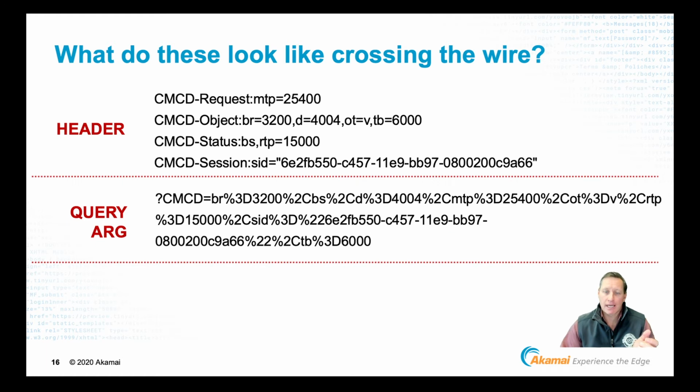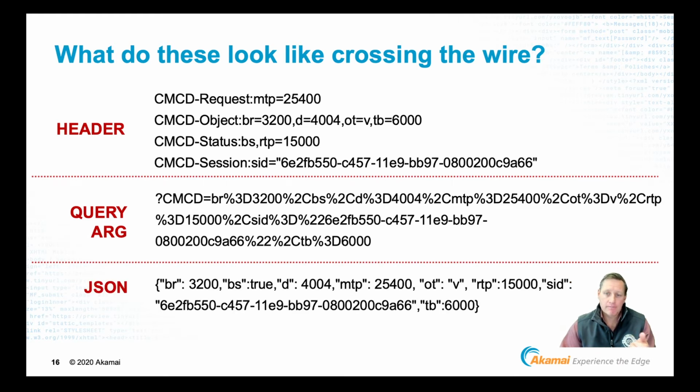They might also look like this as a query arg. The query arg, the key value pairs are concatenated and then URL encoded for transmission. And then lastly, JSON. This is also pretty readable and looks a lot like the headers. But it's very easy to convert from one format to the other. And again, these are existing web technologies and standards. We're not really inventing anything new in how we package and transmit the data.